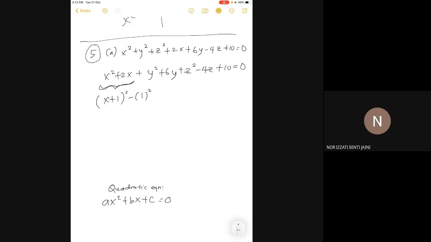And then you do it for every variable. The same for y. So 6 divided by 2 will be 3, and then you minus back again 3 to the power of 2. And then z, negative 2 divided by 2 will be negative 2 squared, and then you minus back negative 2 squared. And then plus 10 equals to 0.